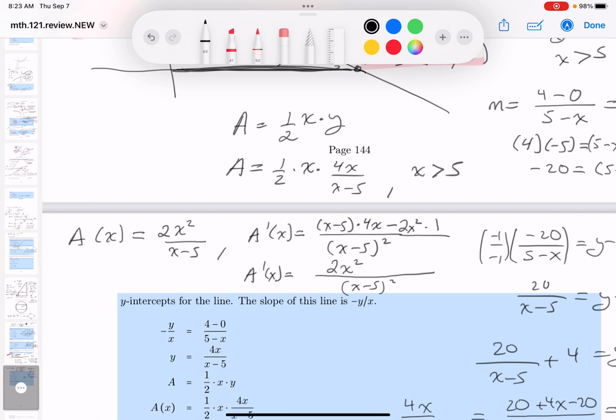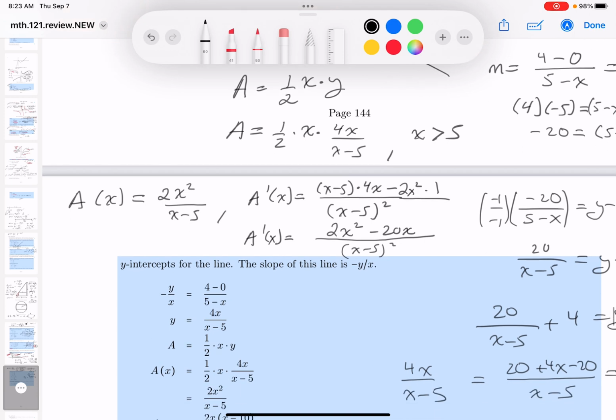And then what do you get? You get minus 20x. Let me see if I did that right. 4x squared minus 2x squared, 2x squared. And then I get minus 20x. It looks pretty simple. I'm going to keep moving through it. I'm going to factor out a 2 and an x. And then what are you left with? You're left with x minus 10, because 2x times x is 2x squared, right, over x minus 5 squared.